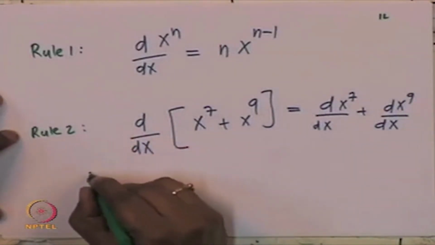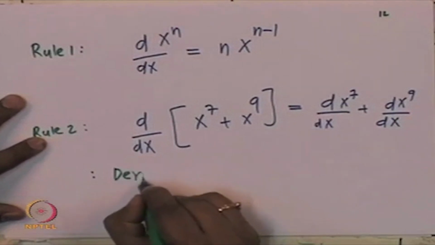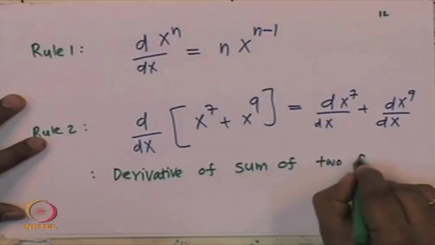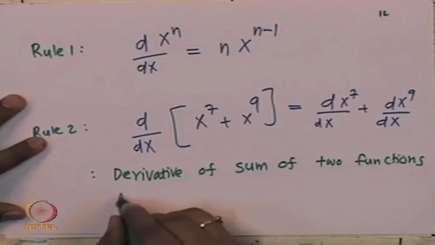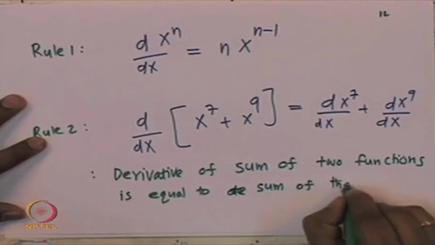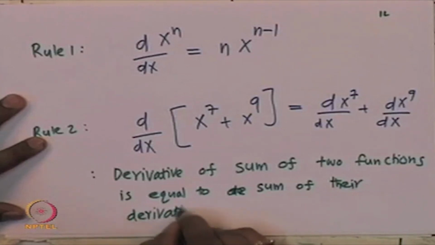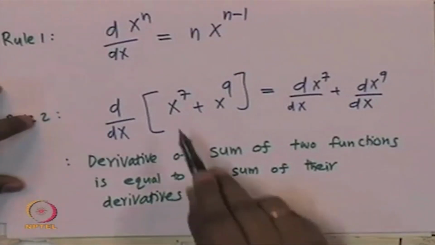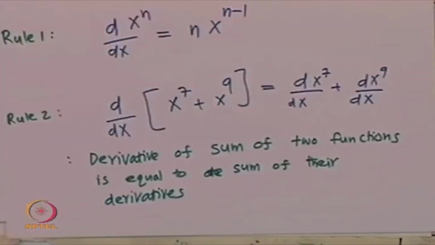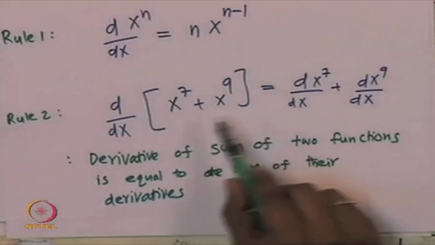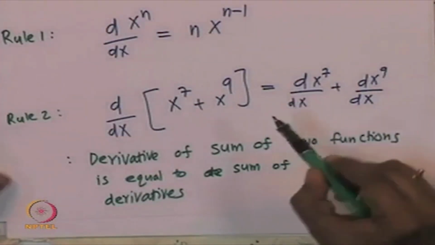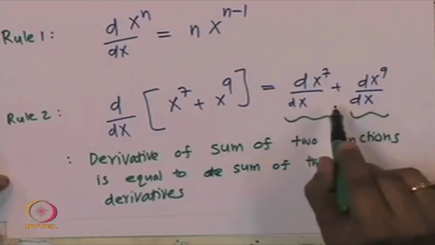If I write this rule in words, it says the derivative of a sum of two functions is equal to the sum of their derivatives. So, this is what we saw. For the sum of two functions x power 7 and x power 9, if we want to find the derivative of this sum, we can take the derivatives of the individual functions separately and sum them. So, you take the first derivative and the second derivative, sum these two, and you get the answer.